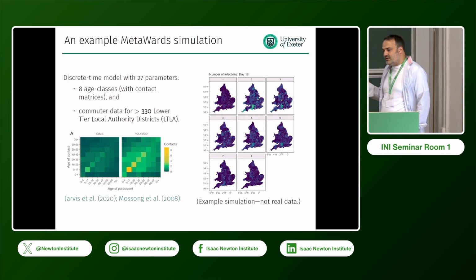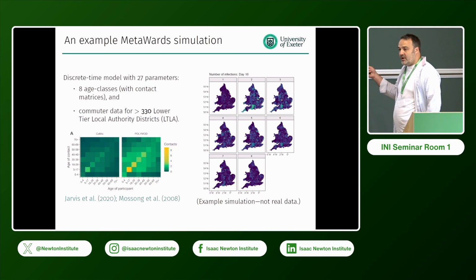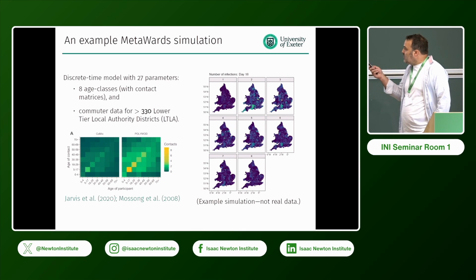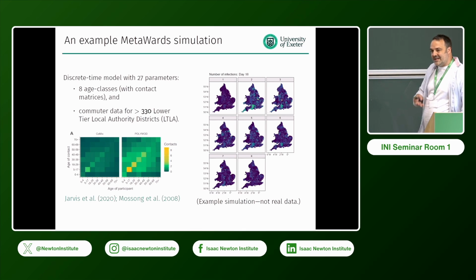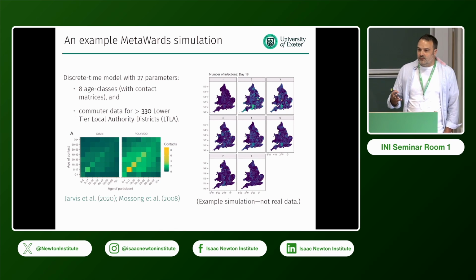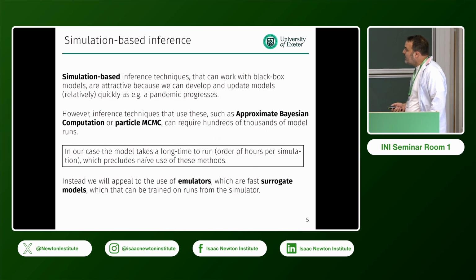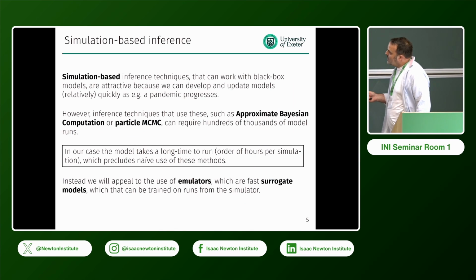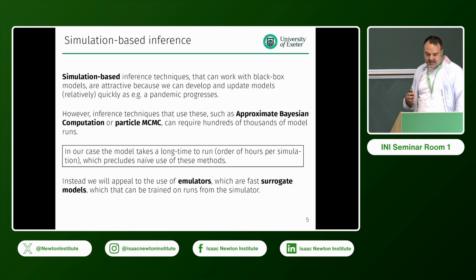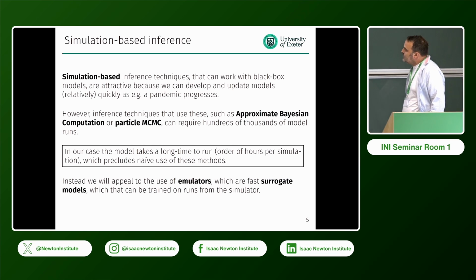And so what we were trying to do was to say, okay, could we calibrate this where we're really interested in tracking trajectories in each of these regions simultaneously, right? That's what we kind of want to do. Now, I'm going to be focusing on simulation-based inference techniques. So these are techniques that, at least in theory, can work with black box models.